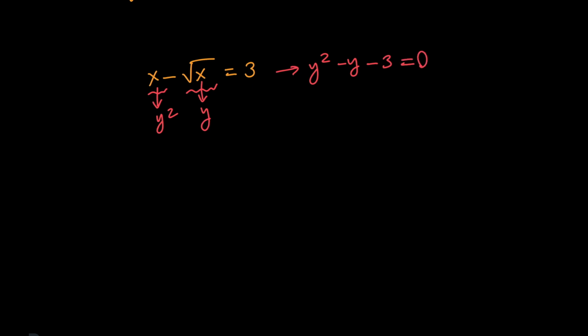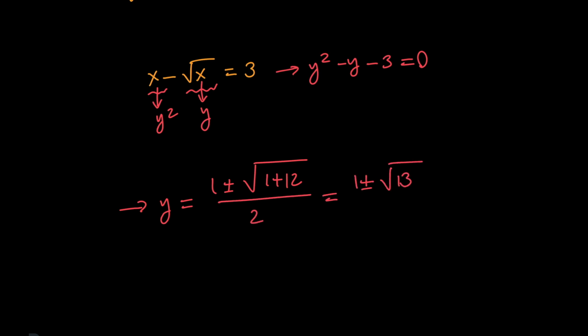So if you use the quadratic formula, we're going to get y equals 1 plus or minus the square root of 1 plus 12 divided by 2. So y is 1 plus or minus root 13 divided by 2. Now again, remember that y is the square root of x, therefore it is positive. So 1 minus root 13 divided by 2 is not positive, therefore it is not valid.